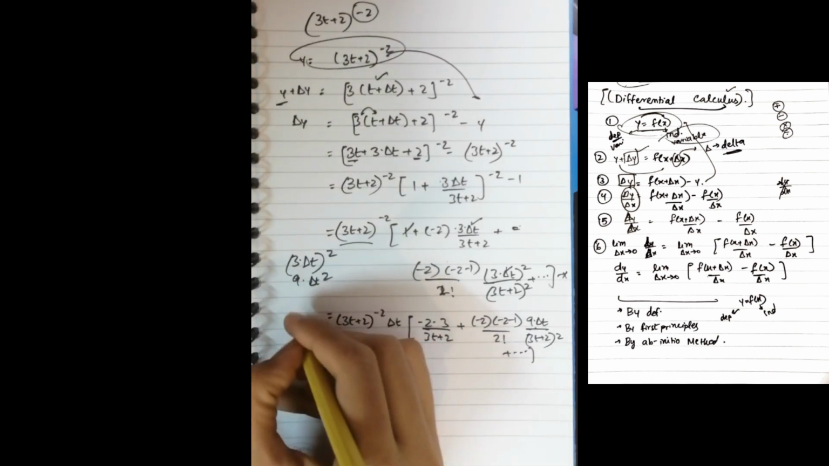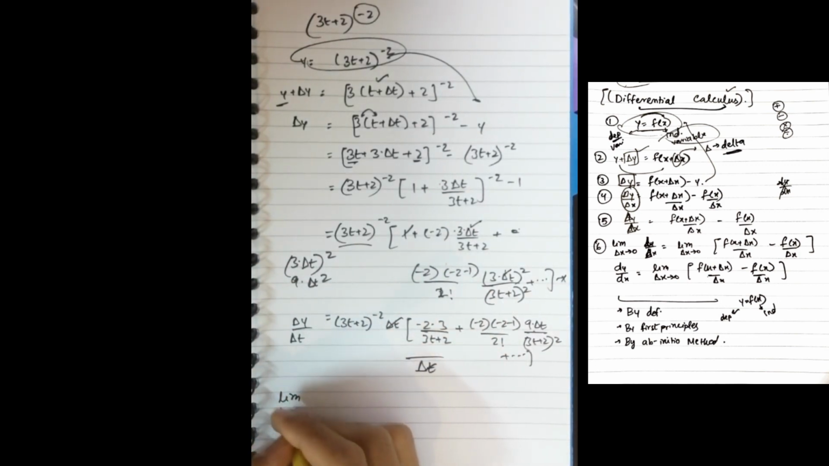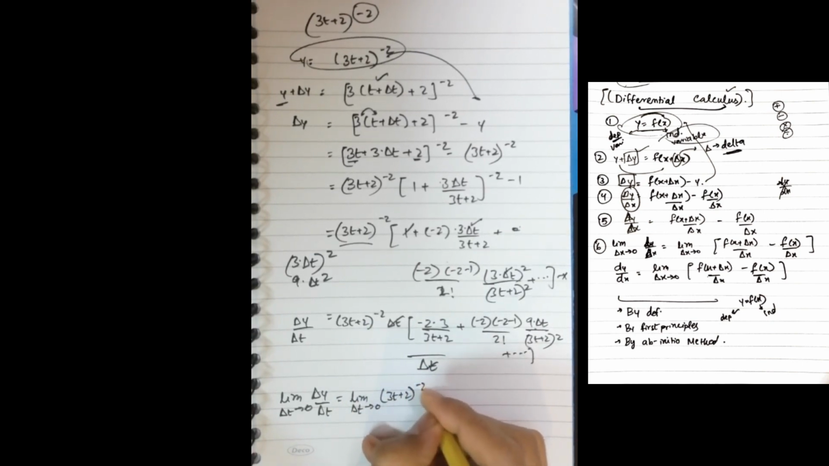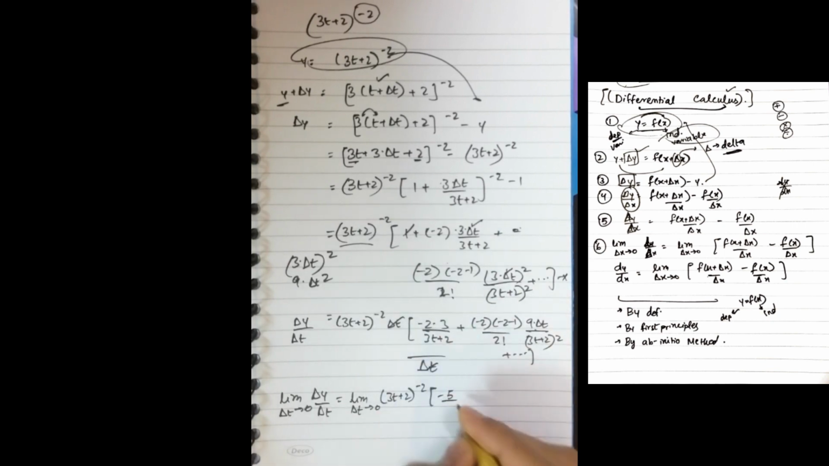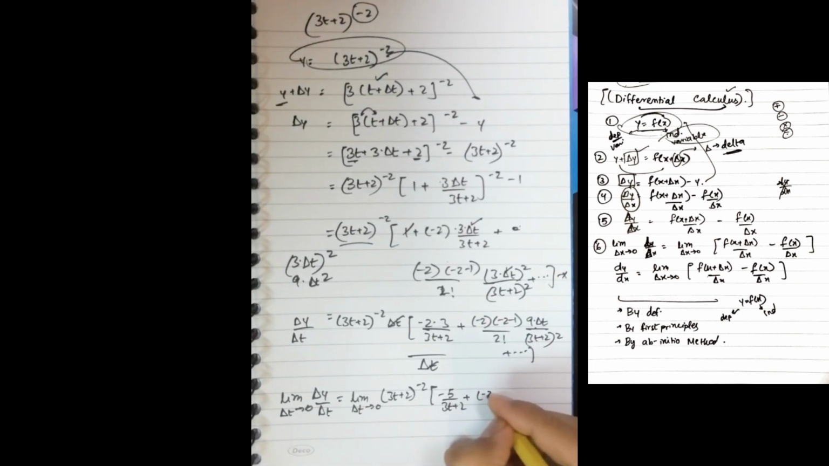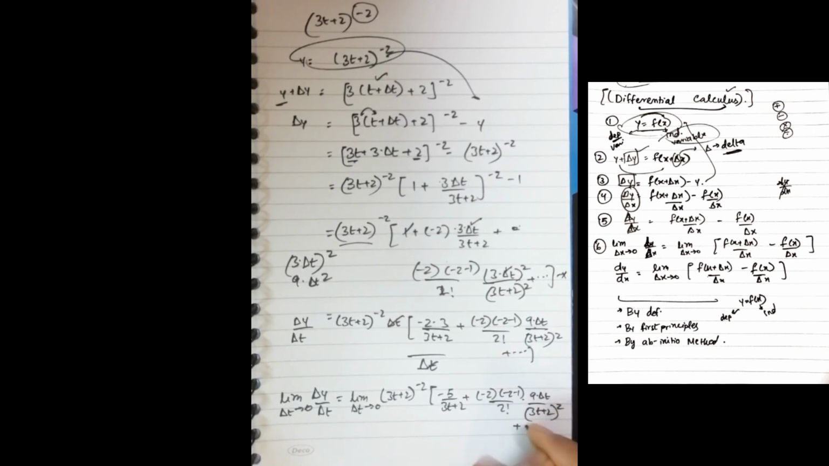Now you can simply divide delta t on both sides, and apply the limit as delta t approaches 0. Remember that our independent variable in this question is t. So the derivative is equal to the limit as delta t approaches 0 of (3t + 2) to the power minus 2. What is remaining? Minus 2 times 3, minus 6. Over (3t + 2), plus what is present over here: minus 2 minus 1 over 2 factorial, and 9 dot delta t divided by (3t + 2) whole square, plus dot dot dot, brackets close.